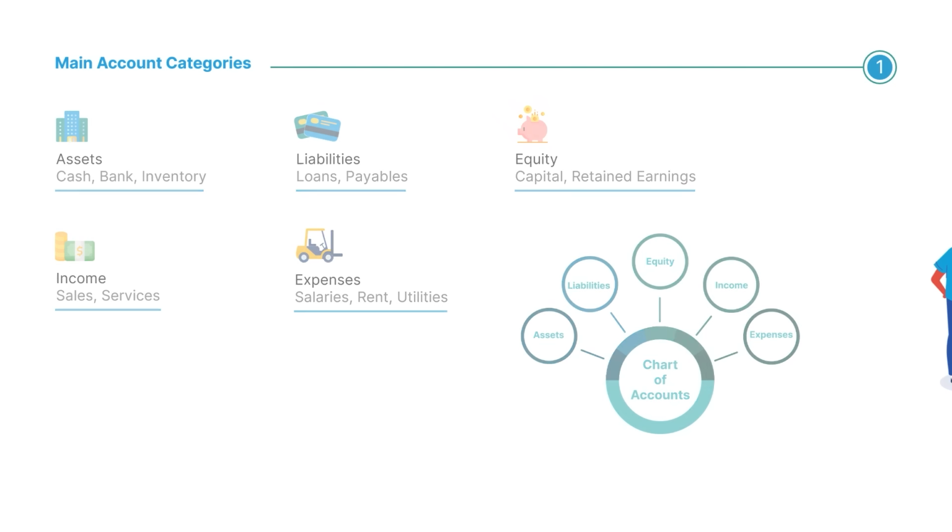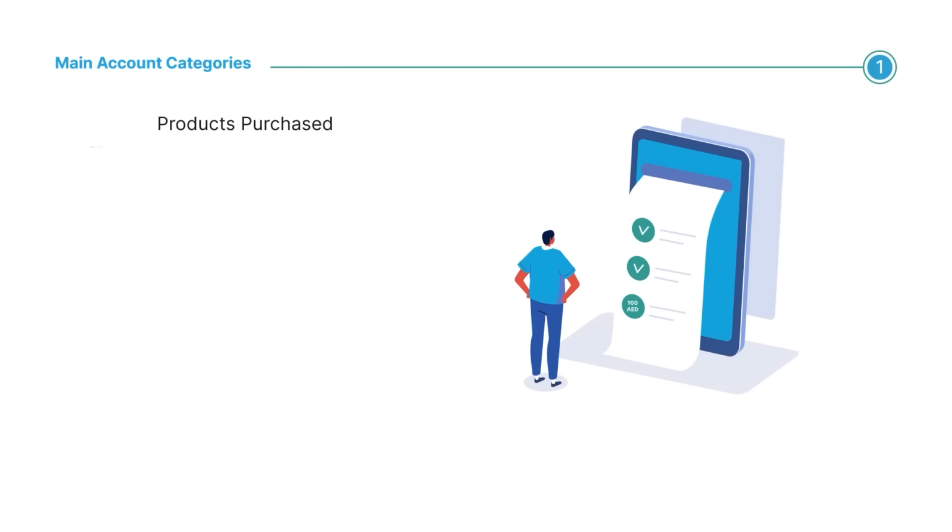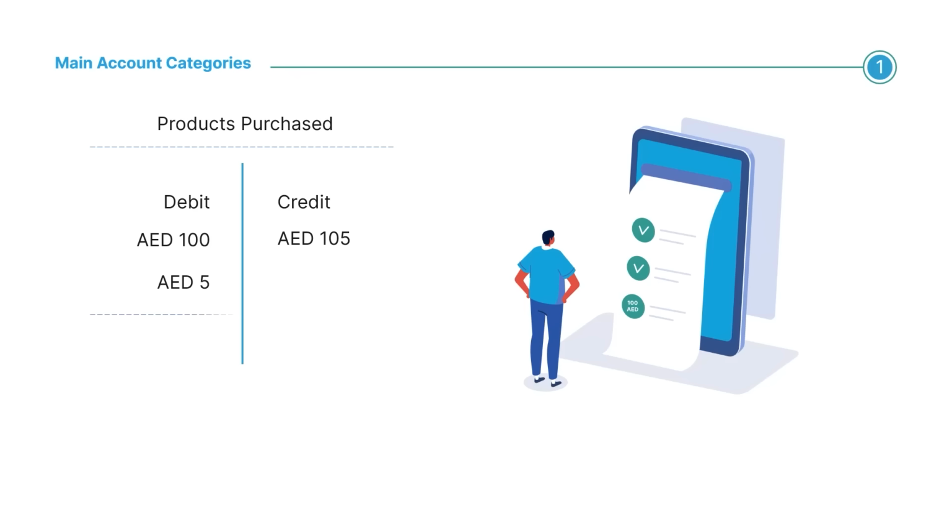Let's look at a UAE example. Suppose you purchase products for resale worth 100 dirhams plus 5% VAT. The entry would be debit 100 dirhams, product purchased, inventory, asset. Debit 5 dirhams, input VAT, recoverable tax, asset. Credit 105 dirhams, accounts payable, liability to supplier. Notice how VAT is recorded separately to ensure correct reporting to the FTA. The debit and credit sides balance, demonstrating how transactions flow through the COA.